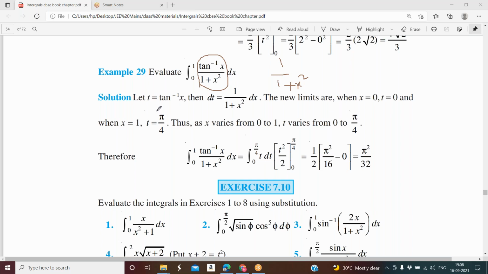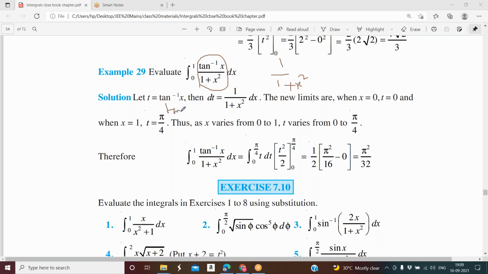Now differentiate with respect to x on both sides. So you will get dt is equal to 1 over 1 plus x square dx. Now find the limits. What are the new limits? When x takes 0, what is t? Substitute x equal to 0 here.